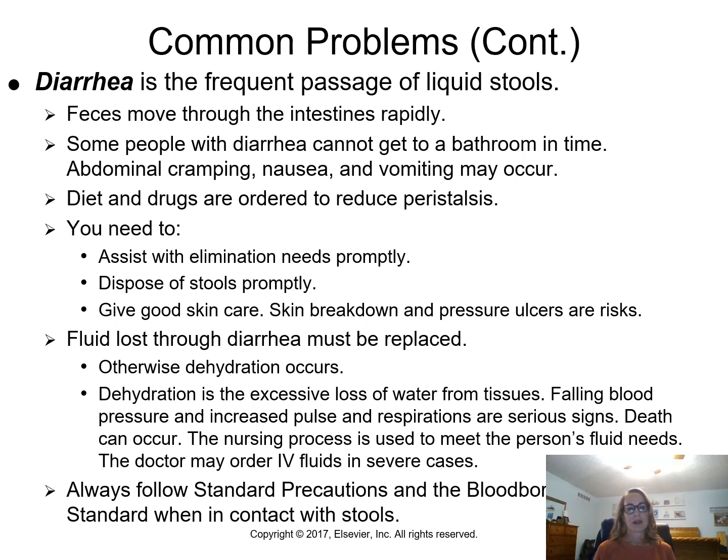Also, we need to remember that fluid loss through diarrhea must be replaced because they can become dehydrated. And dehydration, if you remember, is the excessive loss of water from tissues. So our blood pressure would decrease, pulse would increase, respirations are also increased when we have dehydration. Death can occur. So the nurse would probably be administering IV fluids by a doctor's order, okay?